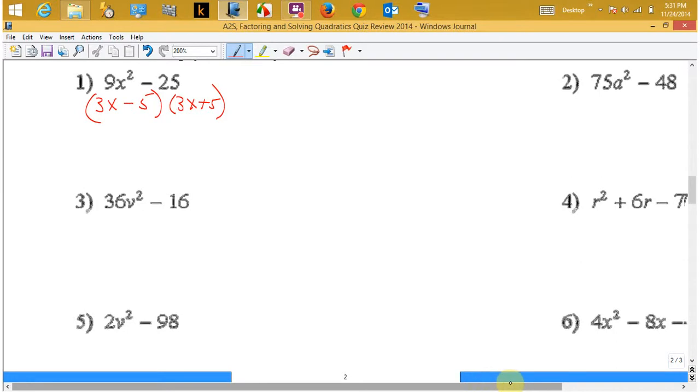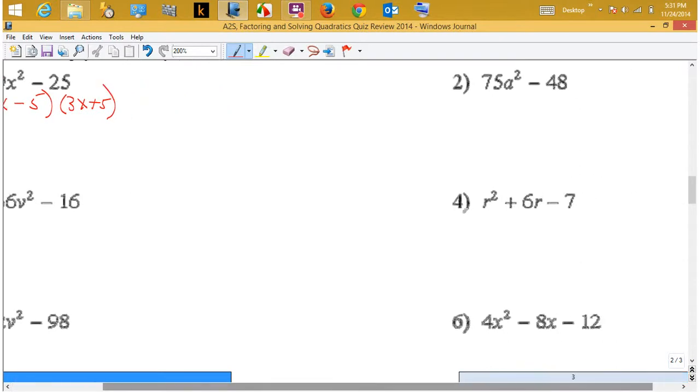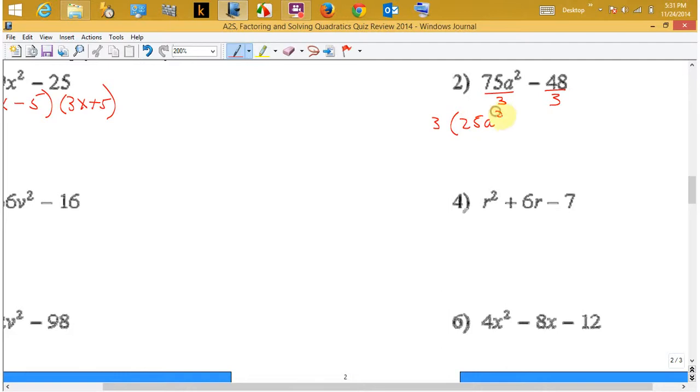Number 2, remember the first thing we do is we always try to factor out any common factors, and in this one there's going to be a 3. So if I take a 3 out, that'd be like dividing both of these things by 3, I'm going to get 25a squared minus 16. So in the part that's in the parentheses, I'm going to look to see if there's a middle term, and there's not. So I hope this is a difference of squares.